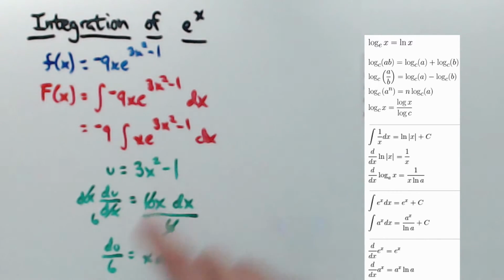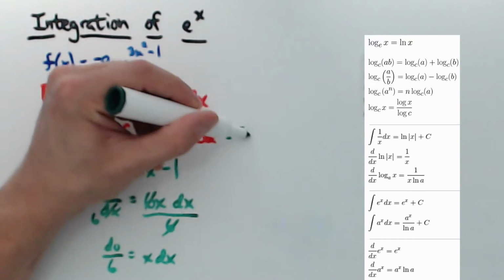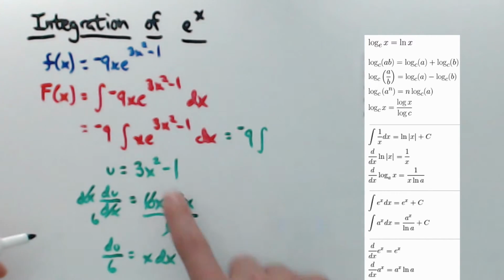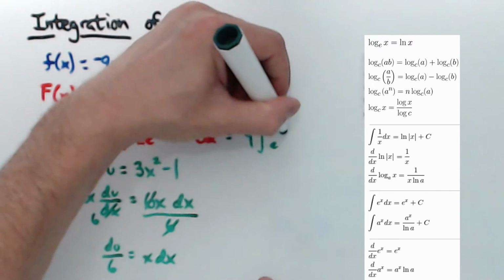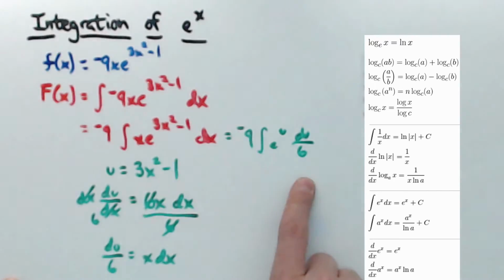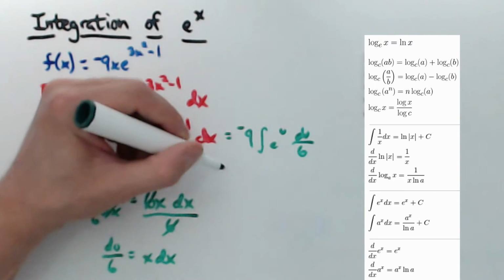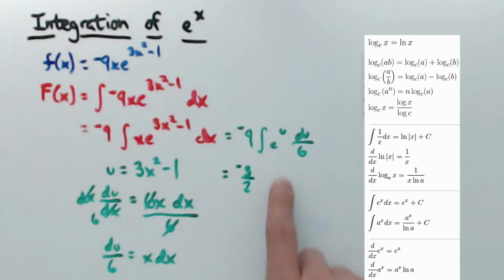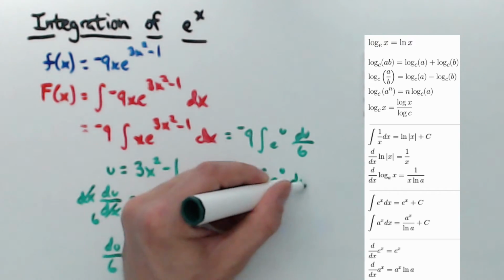Now we can substitute this in over here. I'm going to rewrite this with our u's this time. So now I have negative 9 times the integral, x dx is equal to du over 6, and we have e to the u right here. So we have e to the u du over 6, just like that. The negative 9 over 6 can actually simplify, so you'll end up with negative 3 halves times the antiderivative of e to the u.